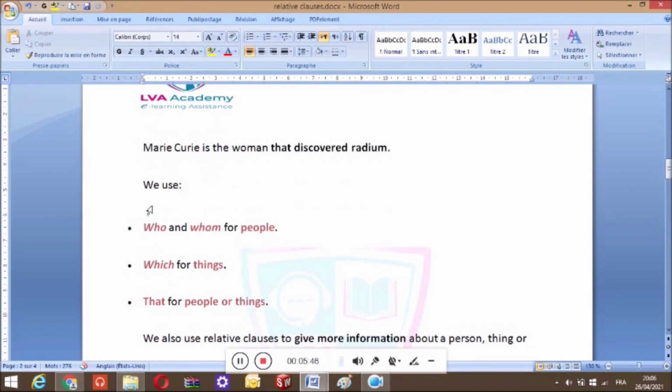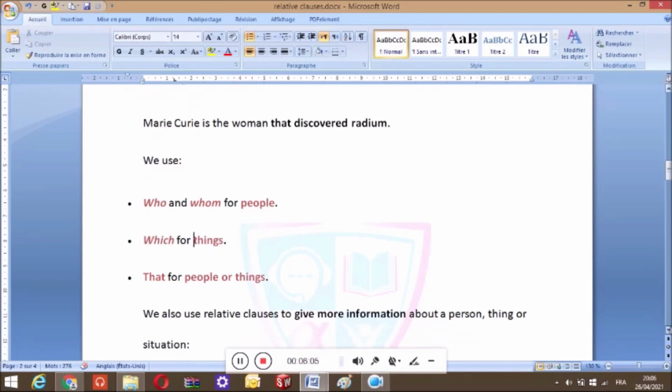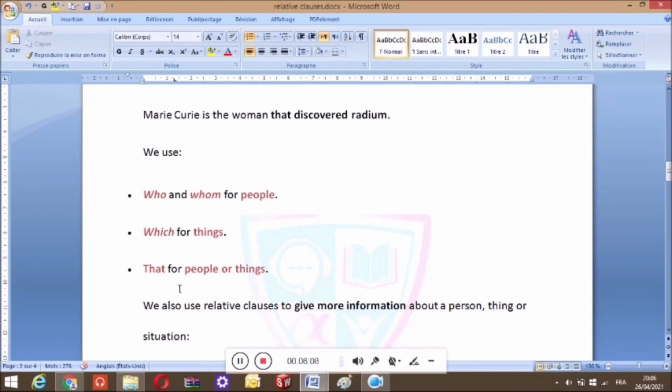Now, we use the relative pronoun who for people. We use it with people. Which is always used for things, نستعملوها مع الجماد. That for people or things. We can use the relative pronoun that with both people and things.